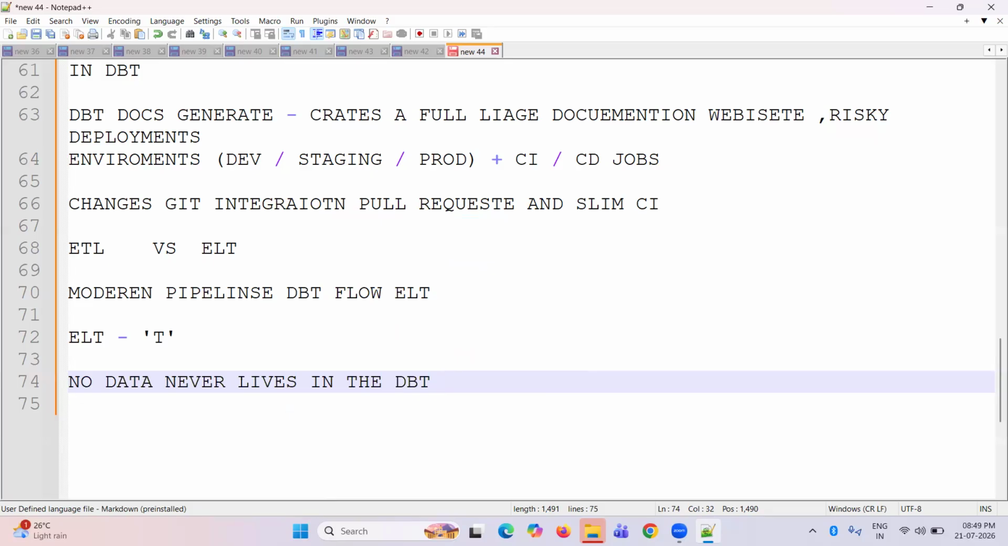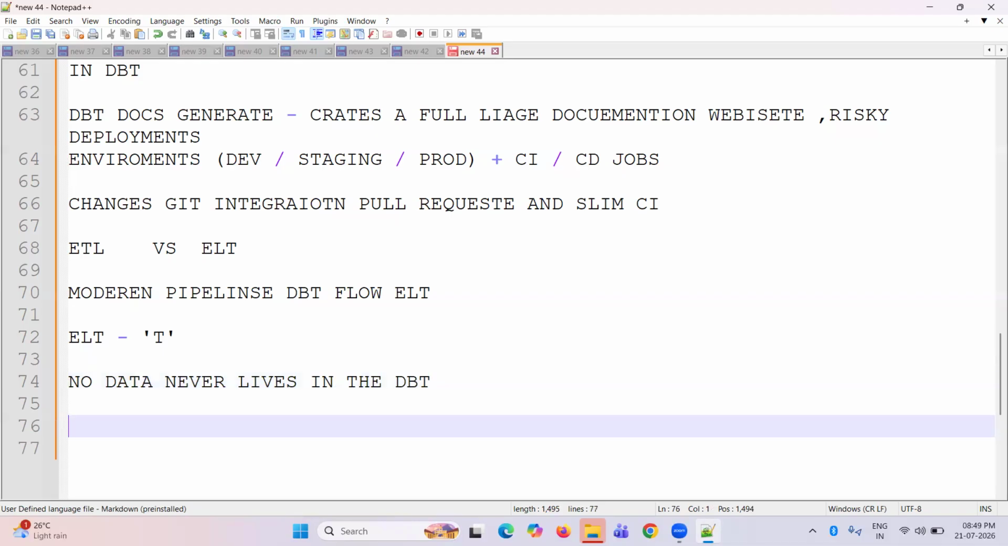So data never lives inside DBT. DBT has no disk. Where your customer records or transaction data sit, all of your actual data, every row, every table, lives inside your warehouse only, like Snowflake, BigQuery, Redshift, a database, or some other.